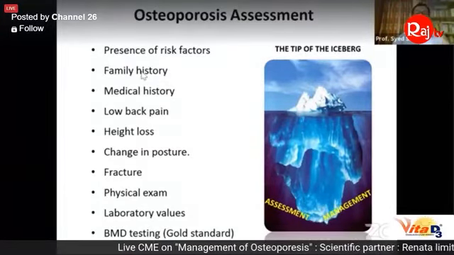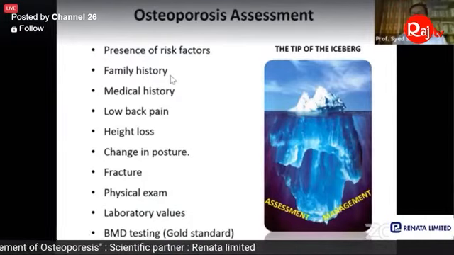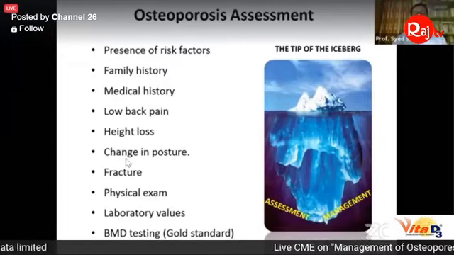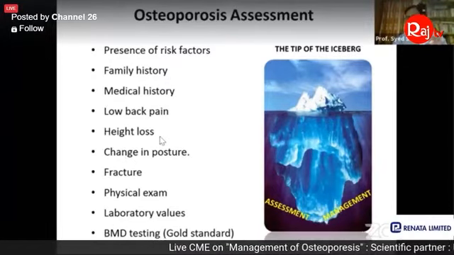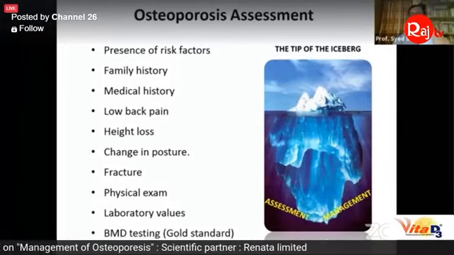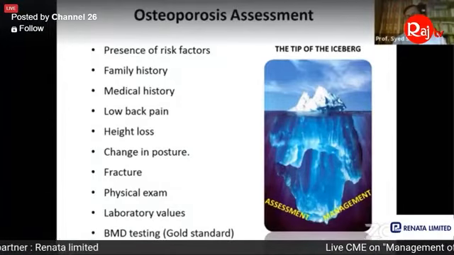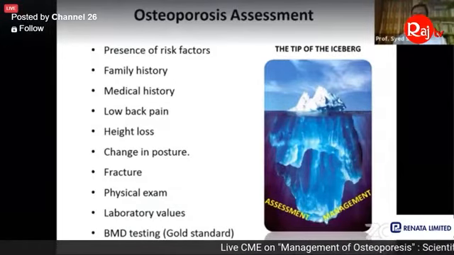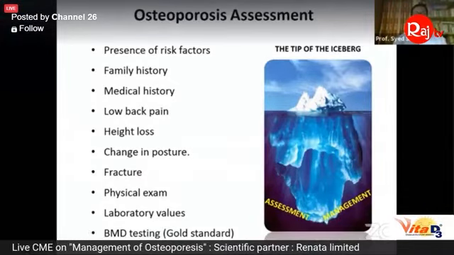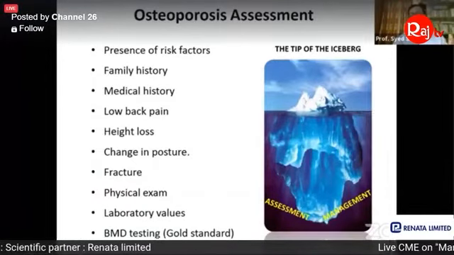We have to look for the risk factors already told, and the family history. There is a genetic predisposition, and we have to take the medical history, especially low back pain, when there is a height loss, or a change of posture, or if there is any fracture, especially fragility fracture. So Prasad already said fracture of the neck of femur, vertebral fracture, wrist fractures, proximal humerus fracture, etc. And in this case, we have to examine the patients and we should go for some laboratory investigations.